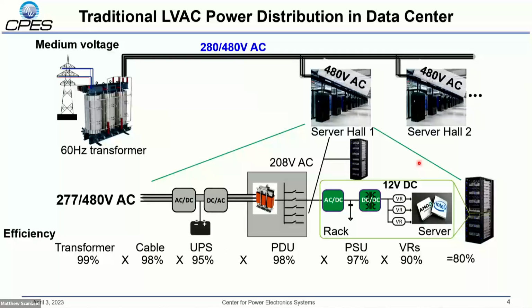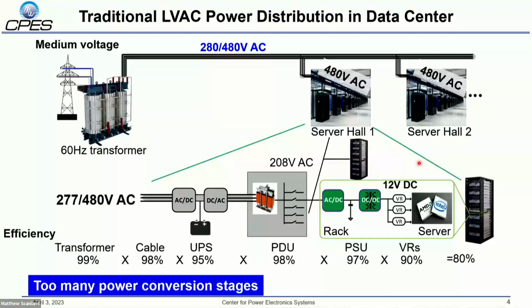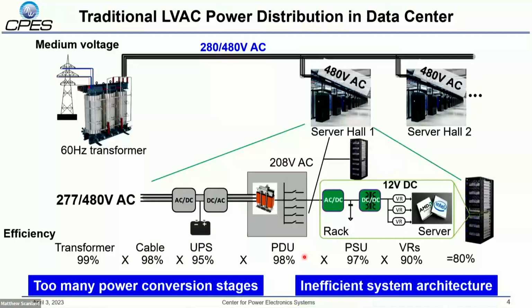If we take the data center as an example, in the traditional low voltage AC power distribution, there are many power conversion stages. Due to these many power conversion stages, each with relatively low power efficiency, the entire system can only achieve an efficiency of around 80%, which is a relatively inefficient system architecture.